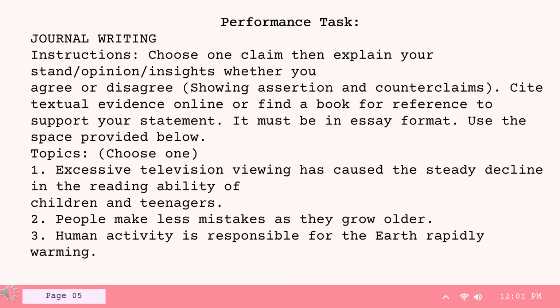And here are the following topics. I'm just going to choose one. Number one, excessive television viewing has caused a steady decline in the reading ability of children and teenagers. Number two, people make fewer mistakes as they grow older. And number three, human activity is responsible for the earth rapidly warming. And you will be graded according to the following criteria. Content, 10 points, creativity, 10 points, and organization, 10 points, total of 30 points.